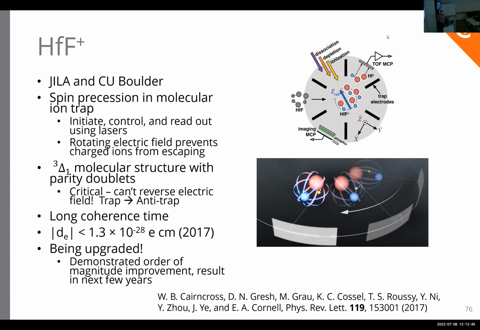This experiment is also an active experiment that's being upgraded, and they aim to improve on not this limit, but on the current limit, which is about 10 times smaller than this one, by another factor of about 10 or so. And I say in the next few years, but it's probably going to be more in the next year or so. They're taking their EDM data right now. So that's very exciting.